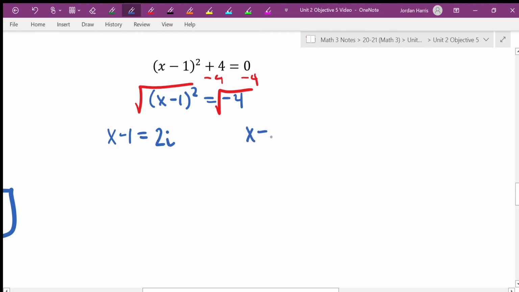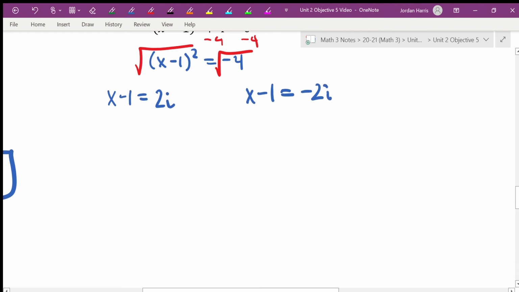And so my other one is x minus 1 equals negative 2i, because it's plus or minus. Don't forget that. Whenever you square root both sides, plus or minus. Okay, so I'm going to add 1. Be careful. Adding and subtracting only like terms.